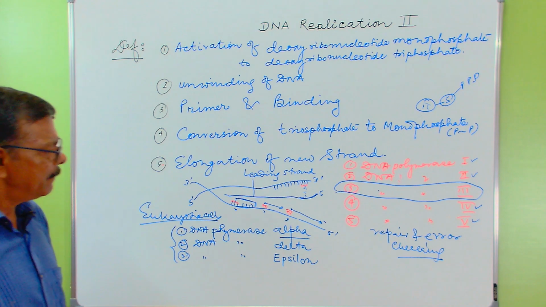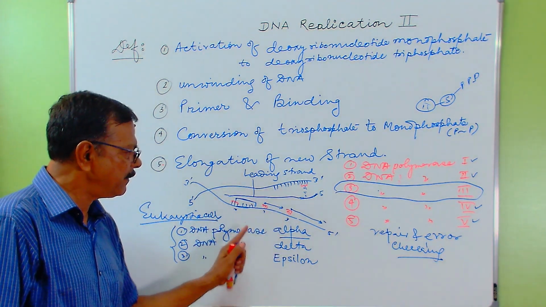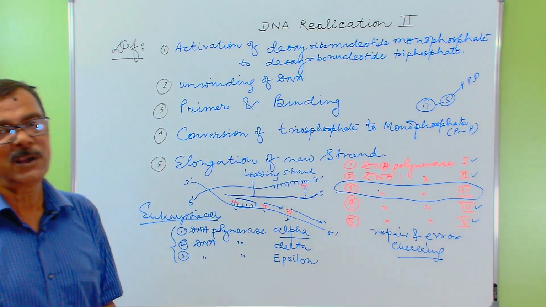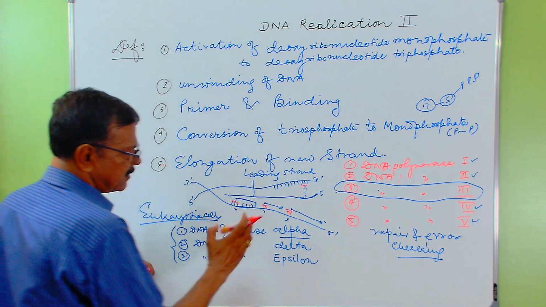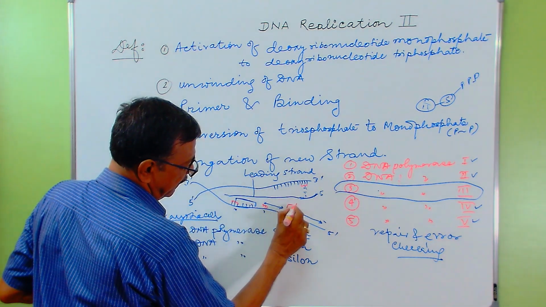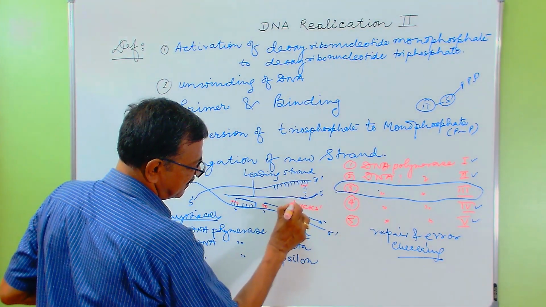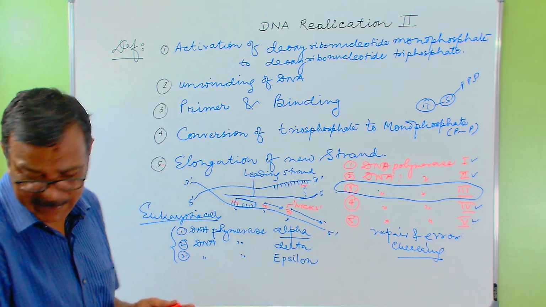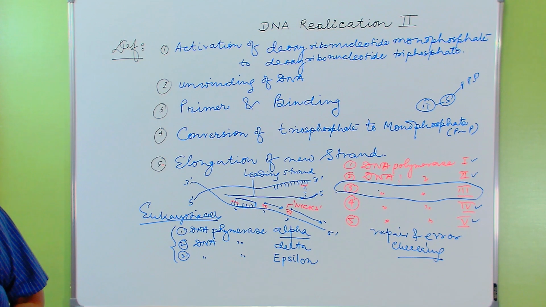Why this gap? Because DNA polymerase cannot join the RNA primer. These gaps are actually called nicks. Okay. These will be sealed by another enzyme known as ligase.